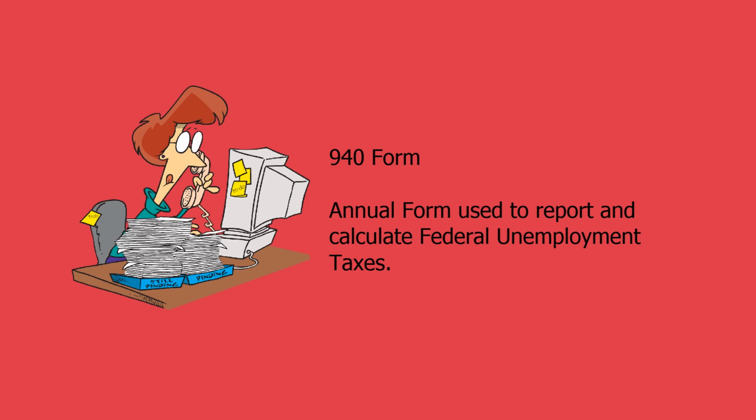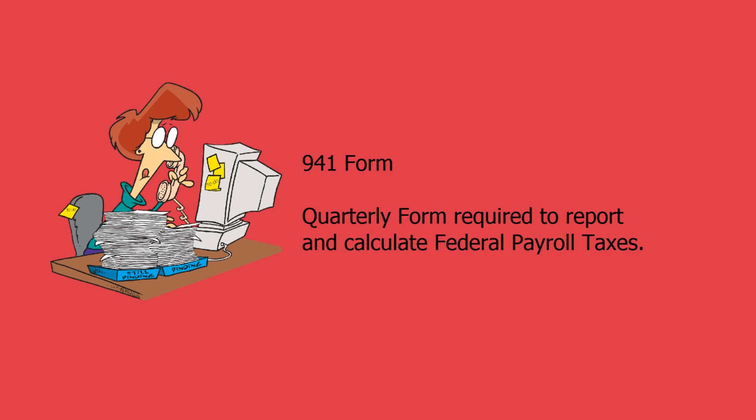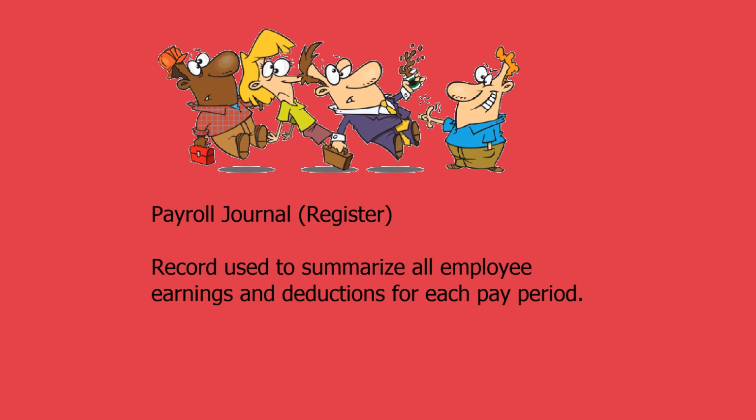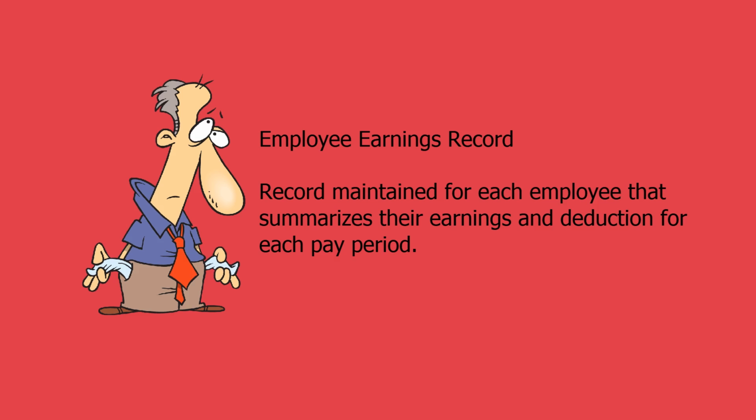940 form. Annual form used to report and calculate federal unemployment taxes. 941 form. Quarterly form required to report and calculate federal payroll taxes. Payroll Journal Register. Record used to summarize all employee earnings and deductions for each pay period. Employee Earnings Record. Record maintained for each employee that summarizes their earnings and deduction for each pay period.